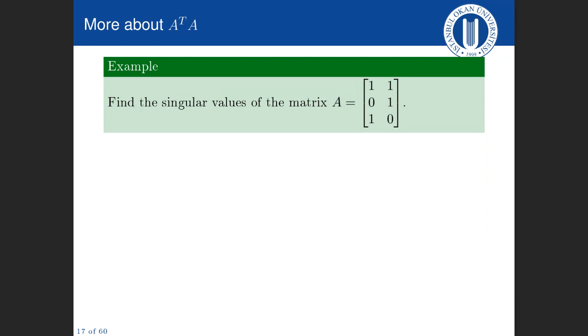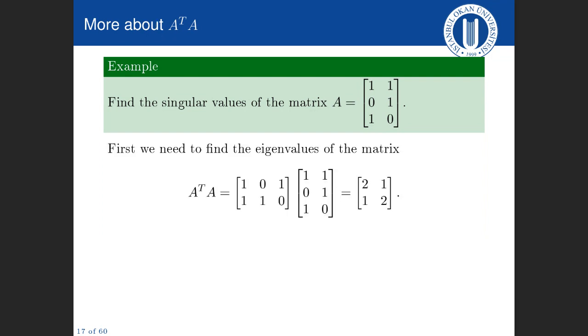For example, find the singular values of the matrix 1, 1, 0, 1, 1, 0. Well, first thing to do is to get A transpose A. We need to find the eigenvalues of A transpose A. So in other words, we need to find the eigenvalues of 2, 1, 1, 2. And then we're going to sort them so that they're in the right order, with biggest one first and smallest one last. And then we're going to take the square roots.